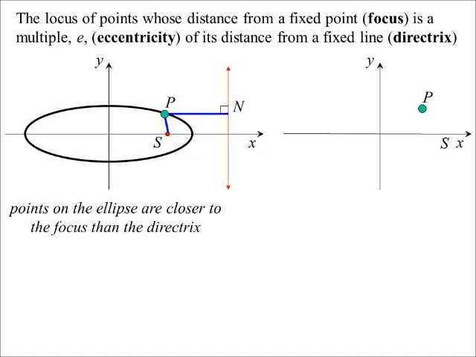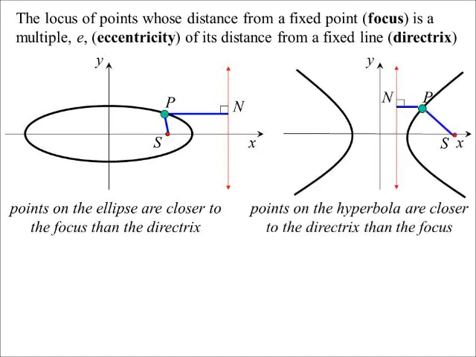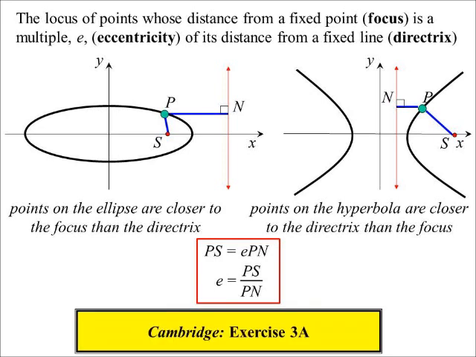Whereas for the hyperbola, there's a random point, focus, directrix, that one would be closer to the directrix than it would be to the focus. So points are closer to the directrix than the focus. But either way, depending what e is, there's our basic definition. PS is equal to eccentricity times PN, or sometimes we just make eccentricity the subject, you get PS divided by PN. And that's all I'm going to say for now. So just a really quick little introduction to conics.